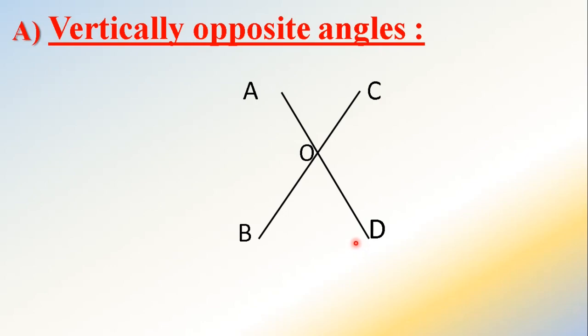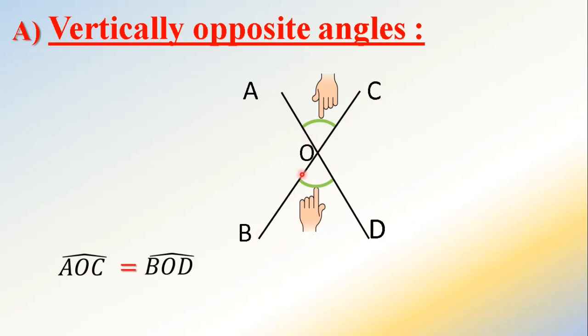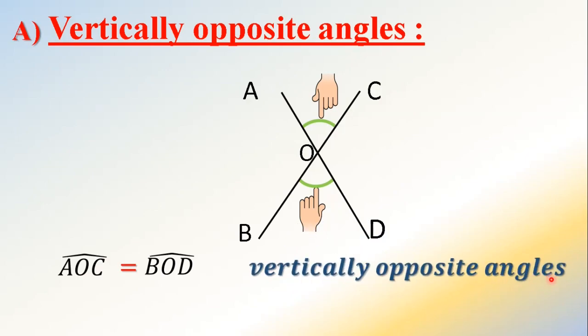Look at this figure. Can you find some vertically opposite angles here? Yes, this angle and this angle are called vertically opposite angles. Good. And what can we say about vertically opposite angles? Vertically opposite angles are equal. Good. And now how do you write this? We write angle AOC equals angle BOD, and the reason is vertically opposite angles.